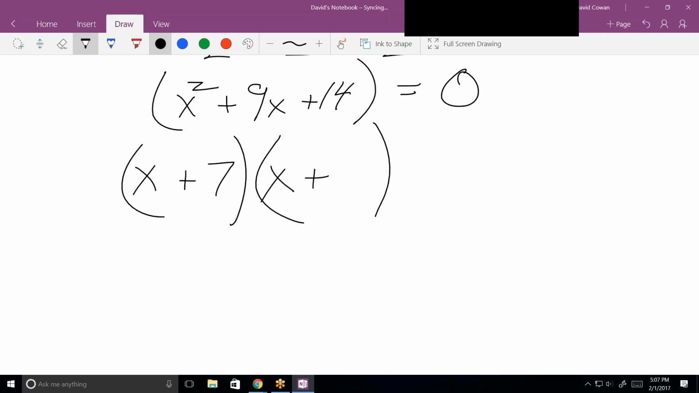7 and 2. And it doesn't matter which goes where. As long as both signs are the same, I can put the 2 here and the 7 there, or vice versa. Okay, now, if they said solve the equation, what are my two solutions?